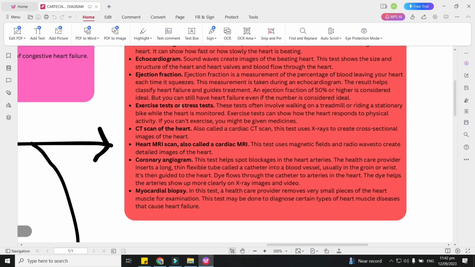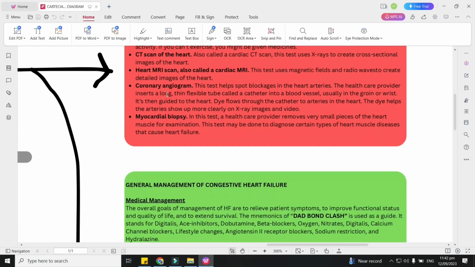Then heart MRI scan or cardiac MRI. It uses magnetic fields and radio waves to create detailed images of the heart. Sorry for the typo here, it needs a space. Okay. And next, coronary angiogram. This helps spot blockages in the heart arteries, where the healthcare provider inserts a long, thin, flexible tube called a catheter into the blood vessel, usually in the groin or wrist, and then guides it to the heart.